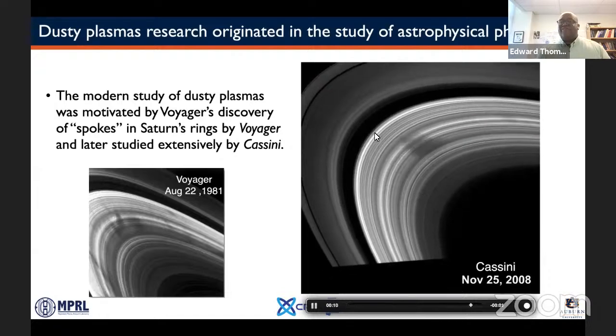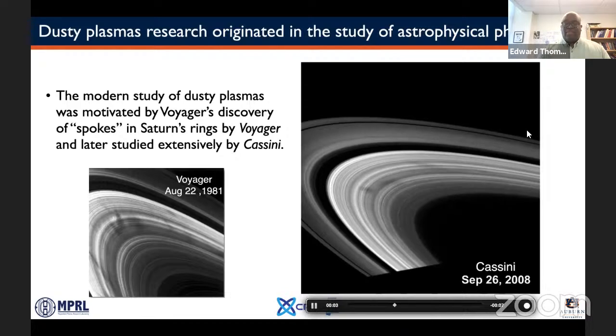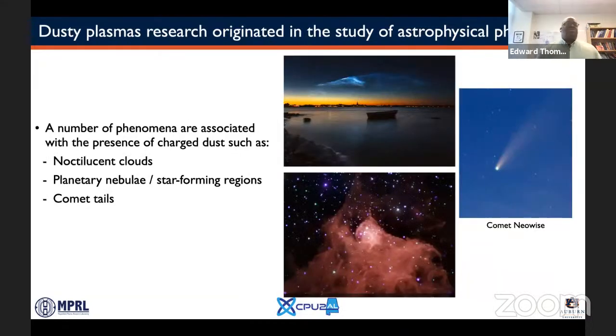But again, here's evidence of these charged dust particles in the Saturn environment. And then there are just a whole variety of astrophysical systems in which dusty plasmas are of interest. Some of them are these so-called noctilucent clouds. What that means, this is a cloud that appears to shine at night. So what you're seeing here is this wispy structure of a cloud-like formation.